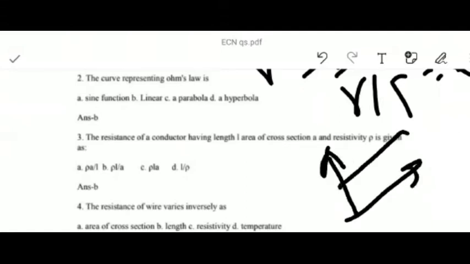Now in the second question, the curve representing Ohm's law is. We should know that there are two kinds of curves, linear and non-linear. Parabola and sine function are not available in Ohm's law. This is a tricky question: Ohm's law's curve represents only a linear graph. So here option B will be our correct answer.